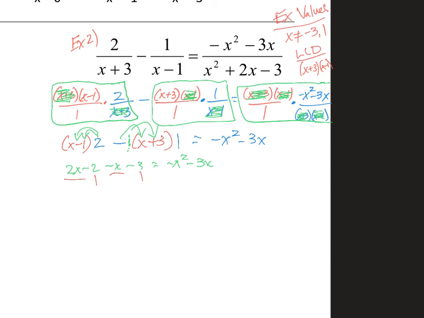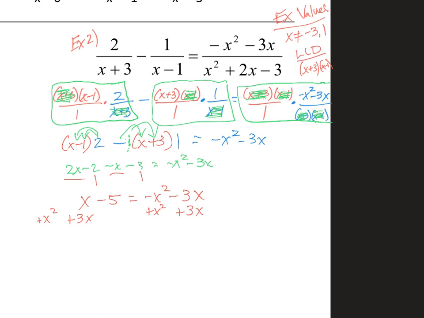2x and negative x make x. Negative 2 and negative 3 make negative 5. So that's equal to negative x squared minus 3x. We just said that this is quadratic, so we're moving everything to the left-hand side. And the reason we're moving everything to the left-hand side is because we always like our a term for our quadratic to be positive. It makes it easiest on us. So I'm going to add 3x to both sides, and I'm going to add x squared to both sides. Again, x squared doesn't have a like term on that side, so I'm not adding it to anything.